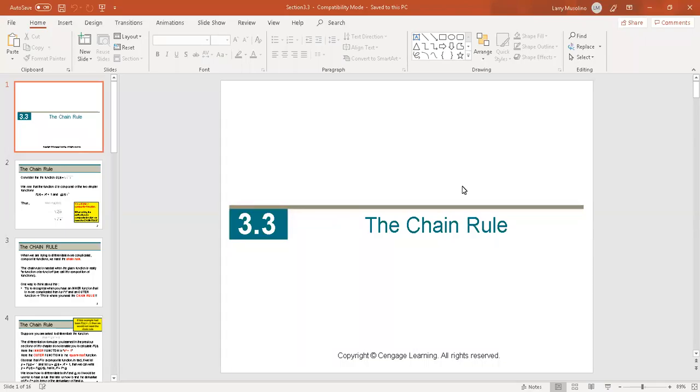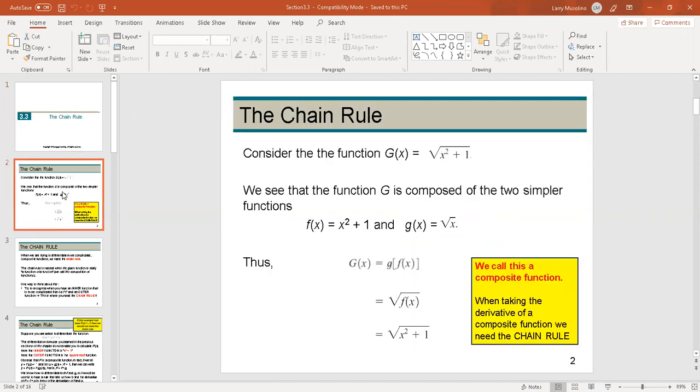I'm recording a video for Section 3.3. It's on the chain rule. This is another rule for finding derivatives. Now, in the past sections, we've talked about the power rule, the product rule, the quotient rule. The chain rule is going to come into play when we have what's called a composite function. You can think of this as a function of a function.